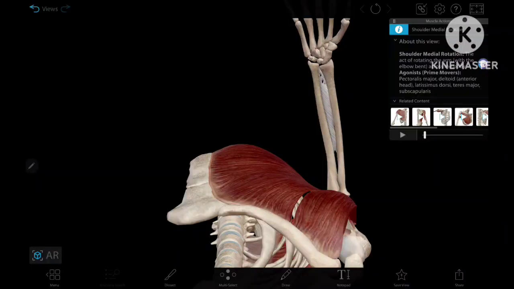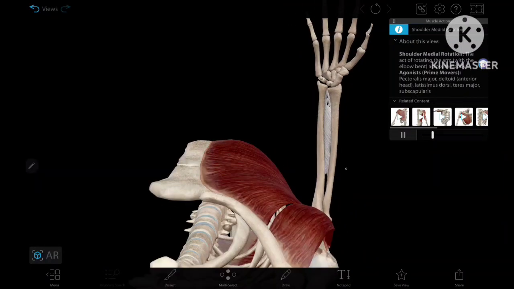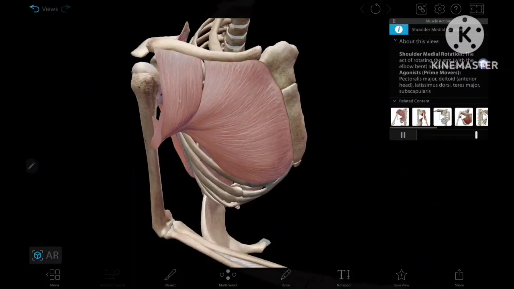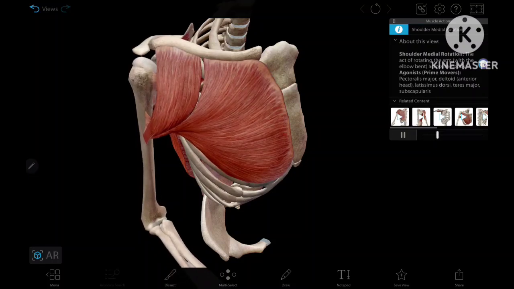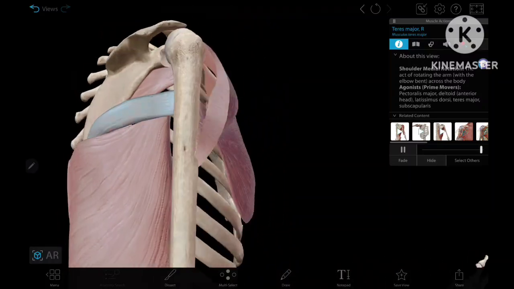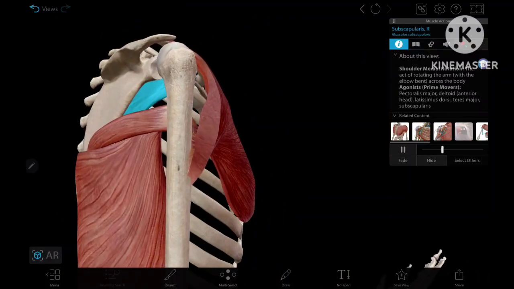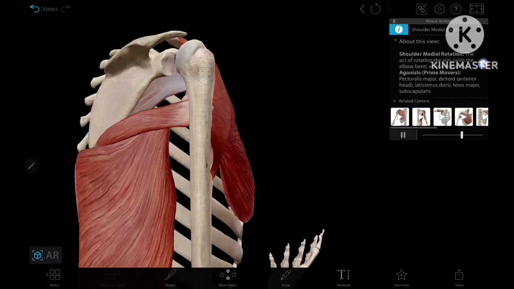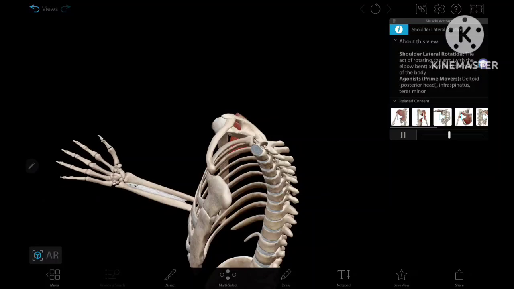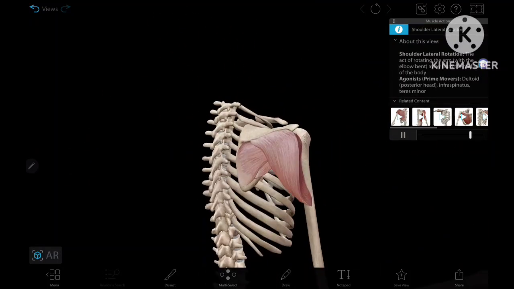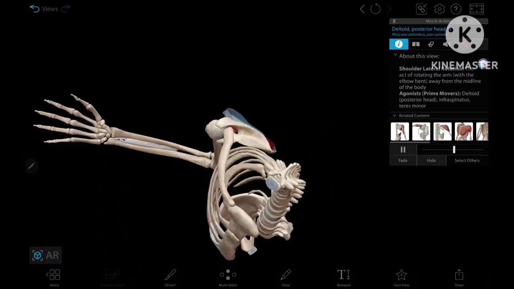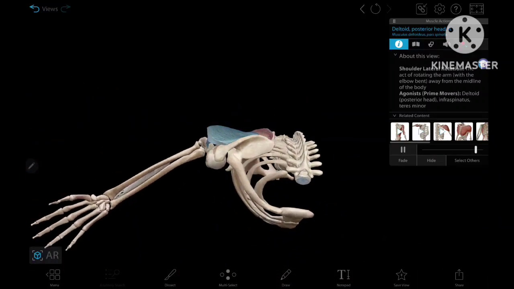Let me show you. This is the medial rotation. You can see the main muscle responsible is the subscapularis. This muscle is responsible for the medial rotation. Then this is the lateral rotation. This is responsible by the posterior fiber of the deltoid. This is deltoid, the posterior fiber. That's all the things you have to know.